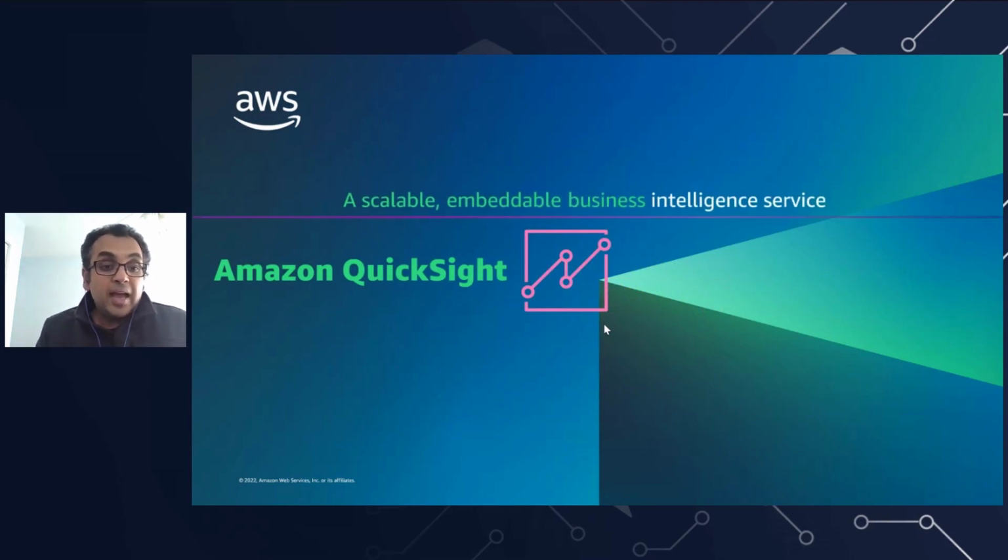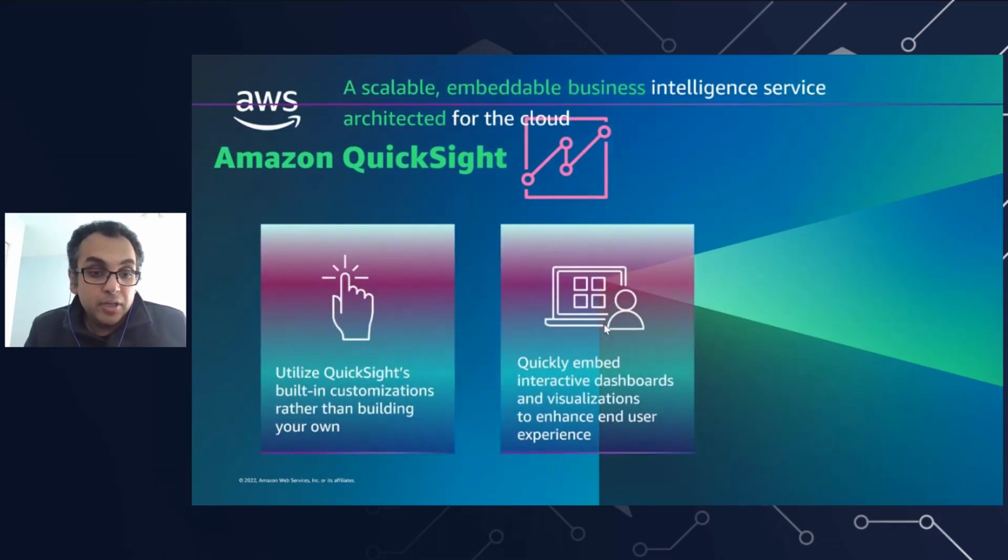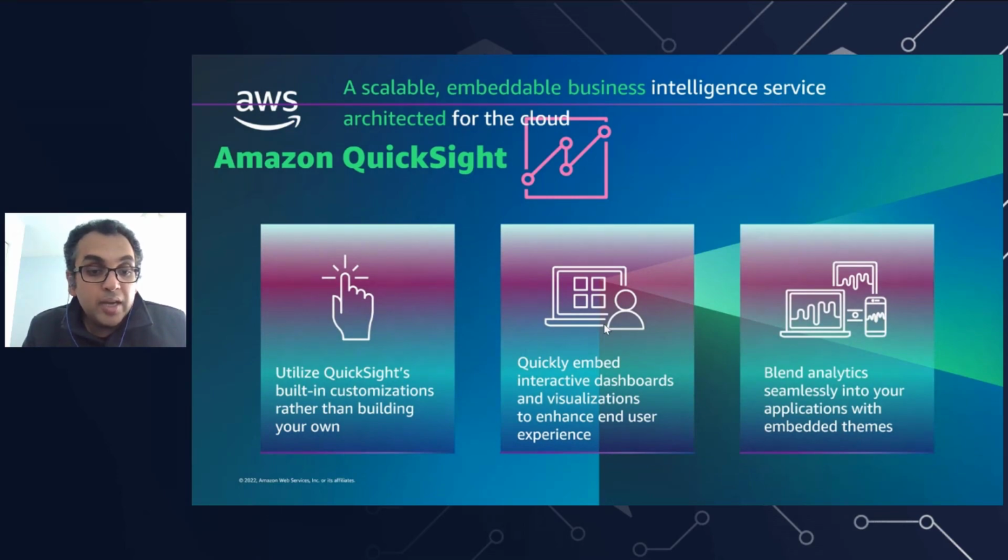So as we saw, Amazon QuickSight is a scalable, embeddable BI service architected for the cloud. You can use Amazon QuickSight's built-in customizations to give a seamless experience to your end users and embed those quickly into your applications using our one-click or APIs and give a multi-tenant experience. And with themes, you can make this blend seamlessly into your application. And with our SDK, you can give interactivity so that the dashboard is not just giving a visual cue, but you can also interact with your embedded dashboard by passing data back and forth with your application.